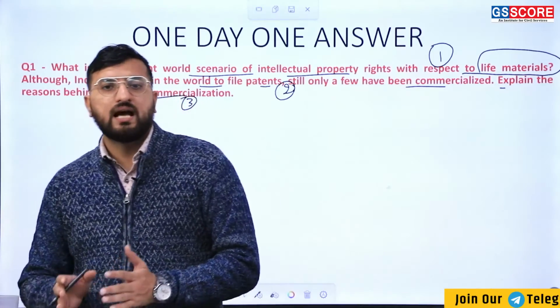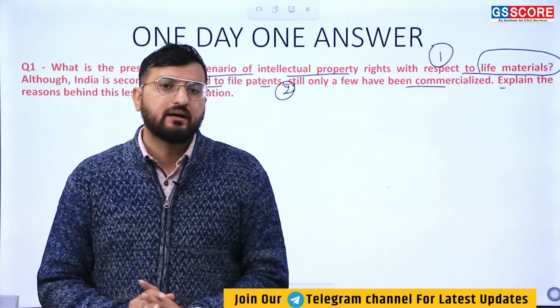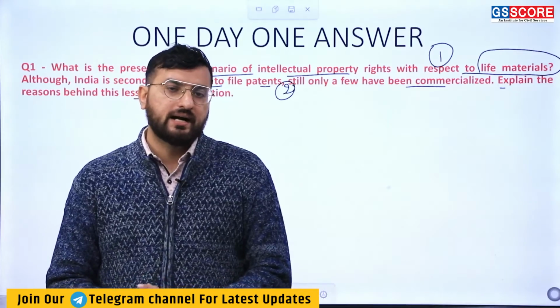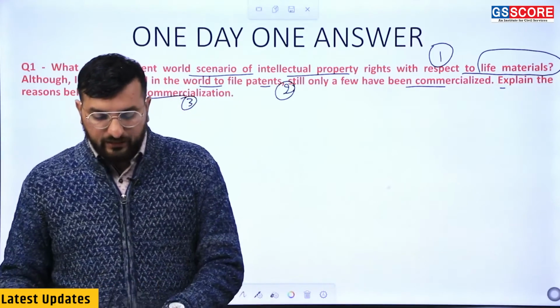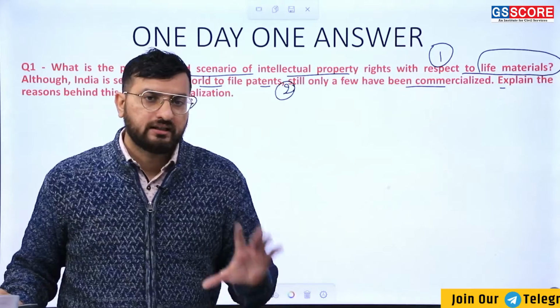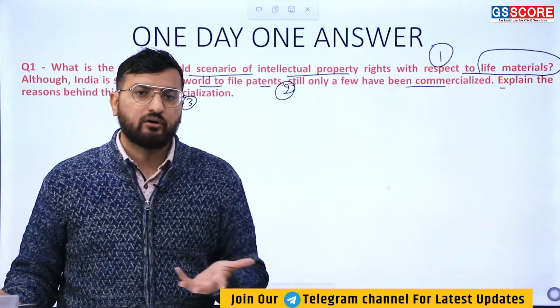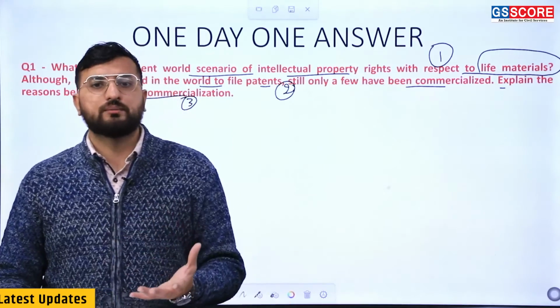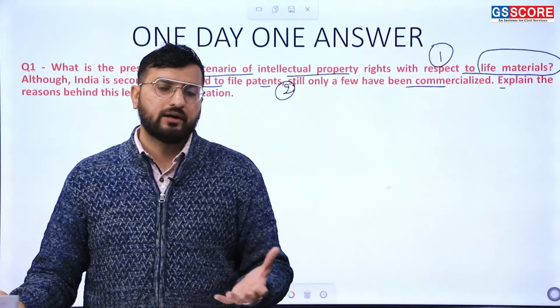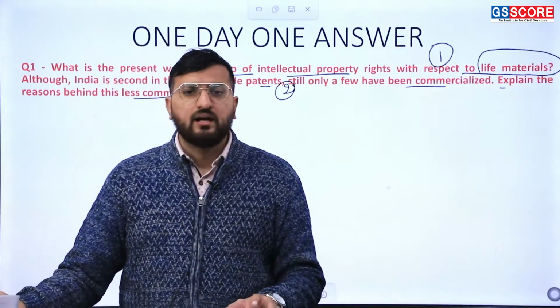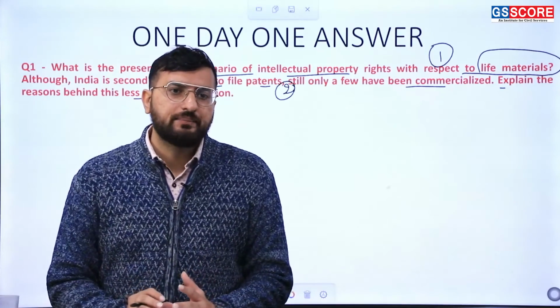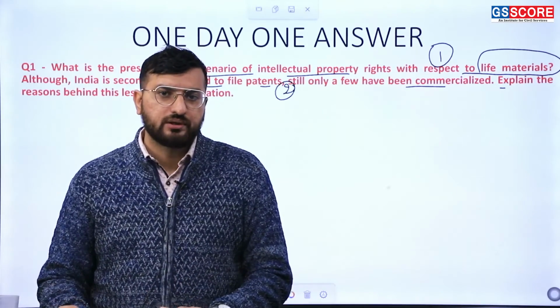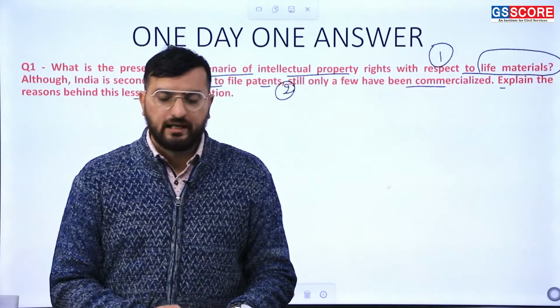So you must have some IPR-related data of India and globally. Then in the introduction, you can talk about the data of India that I have already discussed with you, or you can also talk about some Global Innovation Index data or India's rank. Giving the definition of IPR will not work in this question. So you need to work on the data part.